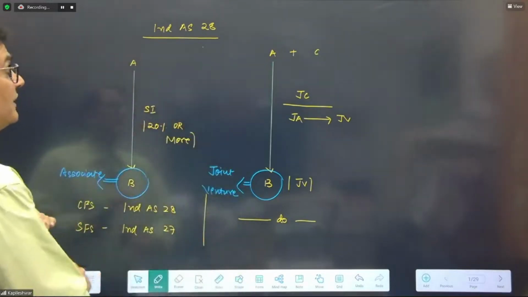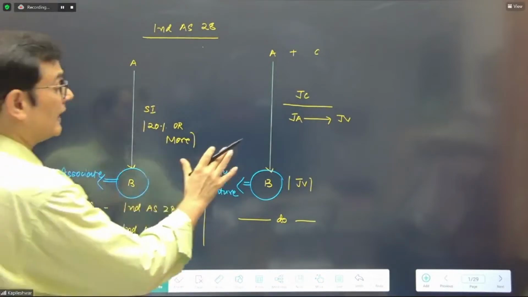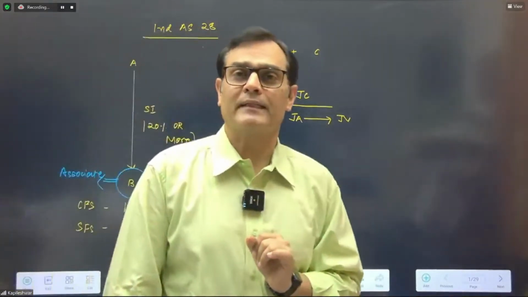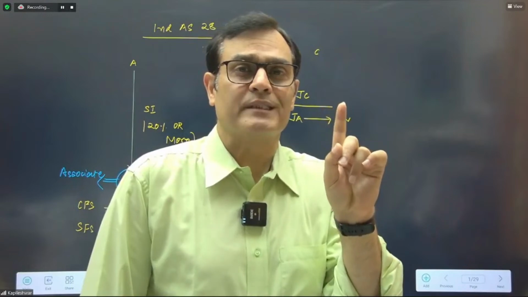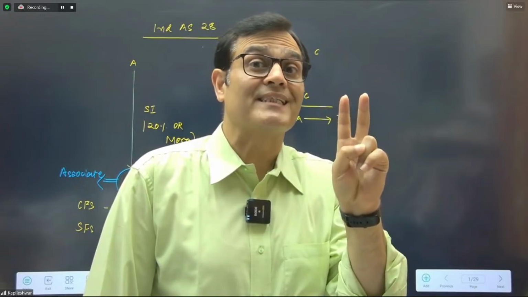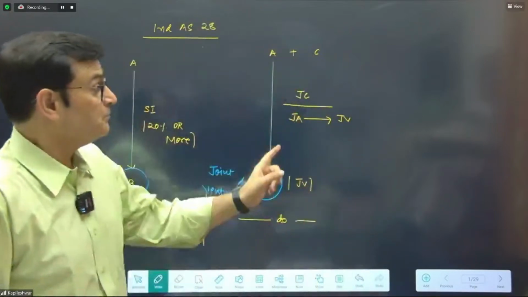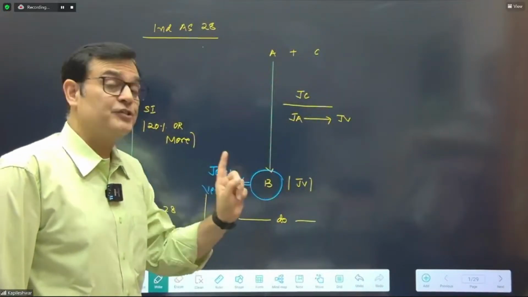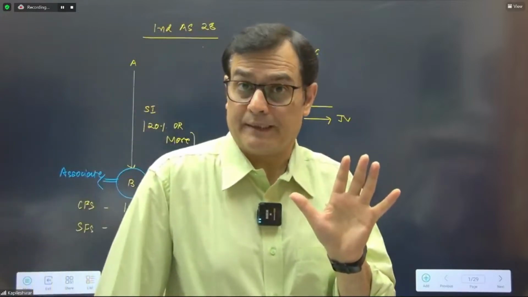So Ind AS 28 very clearly says that for accounting for investments in associates and accounting for investments in a joint venture, we are going to apply Ind AS 28. So not only a significant influence would result in Ind AS 28, but also a joint control could result in Ind AS 28, provided it becomes a JV. Let me remind you, if the joint arrangement becomes a JO, then in this case, Ind AS 111 would apply.